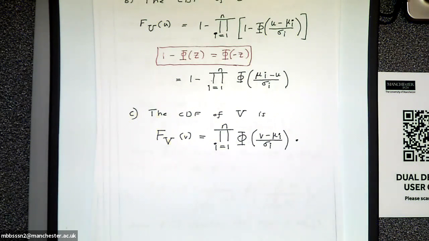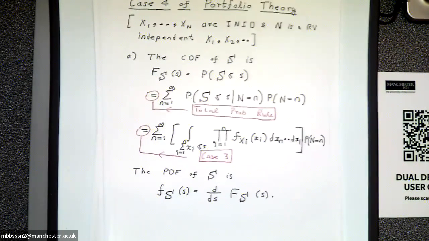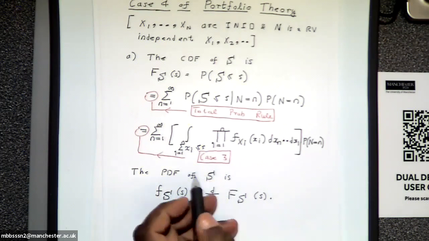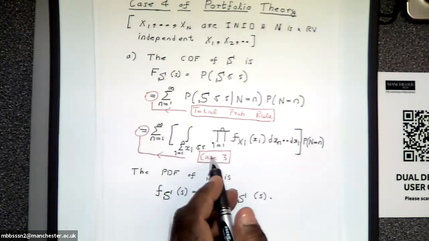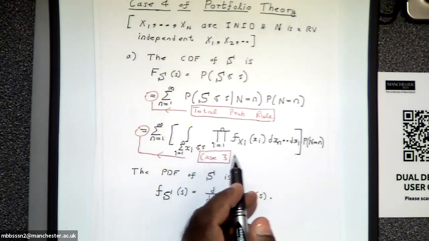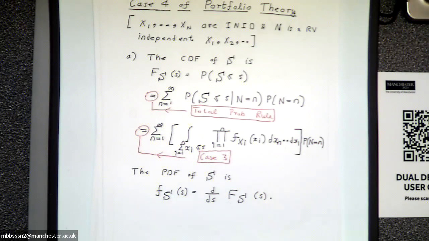All right. So the next case I'm going to consider is case number 4. Case number 4 is where the losses are INID and the number of investments is a random variable. So in this case, the CDF of S, the total portfolio loss, is given by this formula here. Again, I don't expect you to know the proof, but you should know how to apply this formula. And this is the PDF of S.